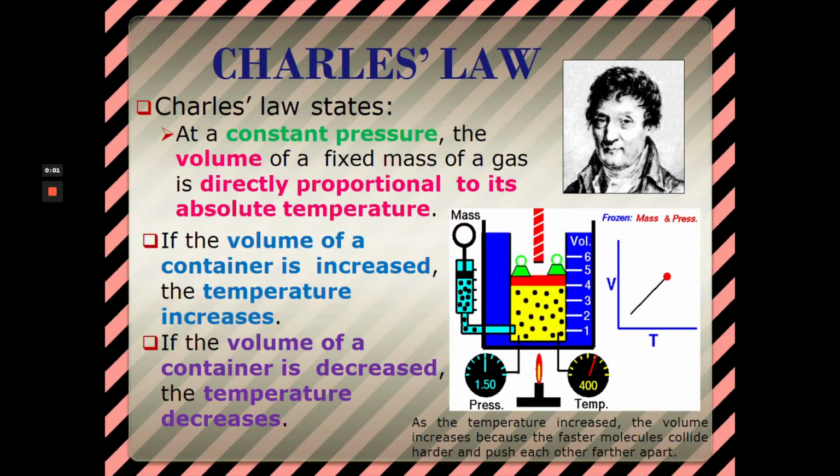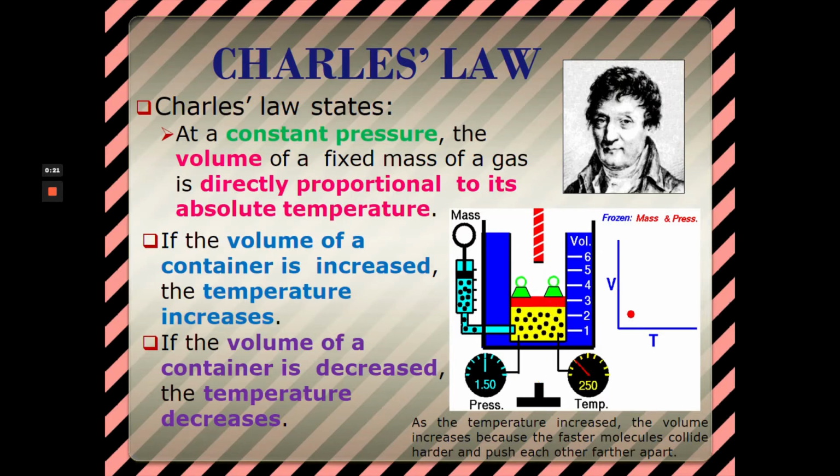Charles' law states that at a constant pressure, the volume of a fixed mass of a gas is directly proportional to its absolute temperature. That means that if the volume of a container is increased, the temperature increases. If the volume of a container is decreased, the temperature decreases.